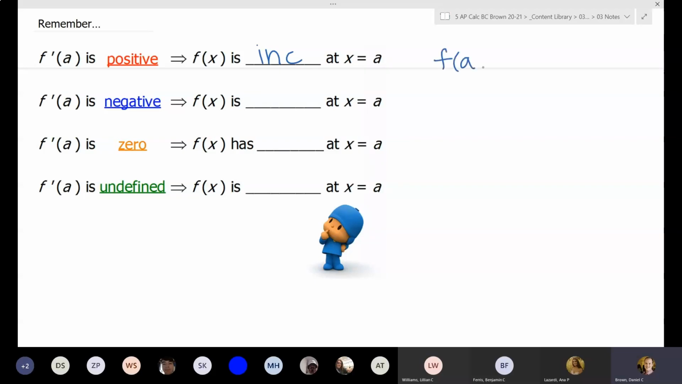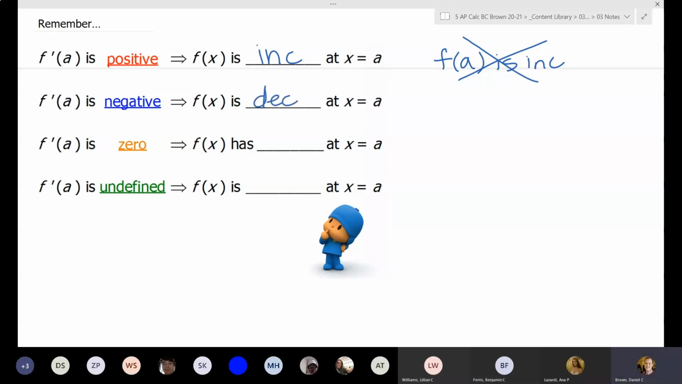What's kind of wrong is to say f of a is increasing. f of a is a value, and the value is not really increasing. Well, it kind of is, but that's just poor notation. So just be careful with how you word that. f of x is increasing at a. We know that if f prime of a is negative, then f of x is decreasing.